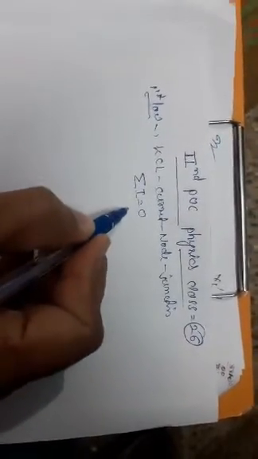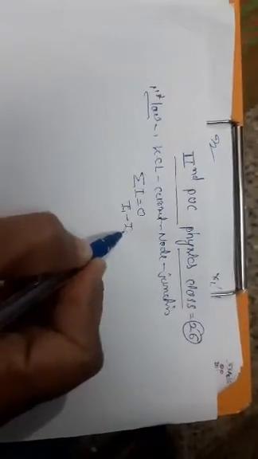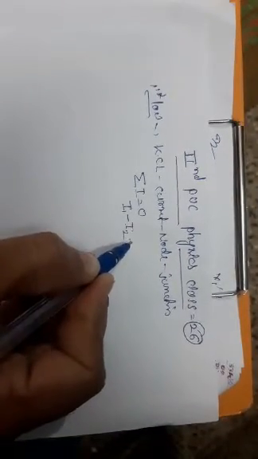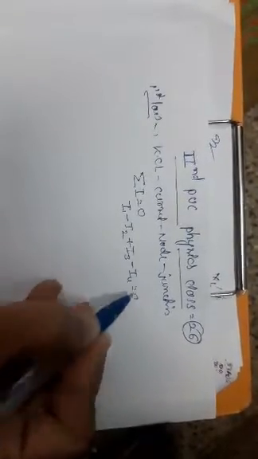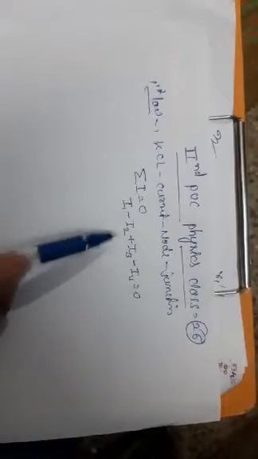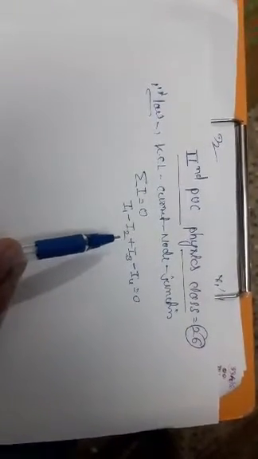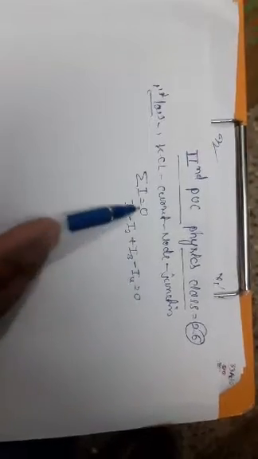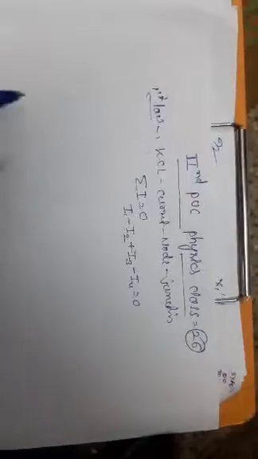Expand this equation. The first current I1 is a converging current, I2 is a diverging current, plus I3 is a converging current, minus I4 is a diverging current. The negative sign indicates diverging, and the positive sign indicates a converging current. The algebraic sum of the currents must be equal to 0. That is the Kirchhoff first law.